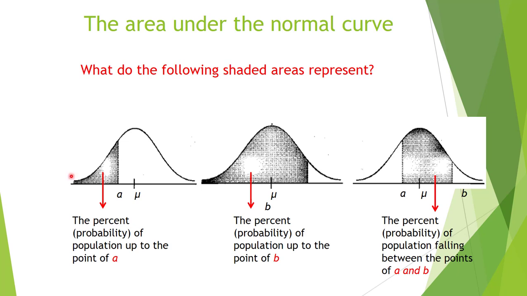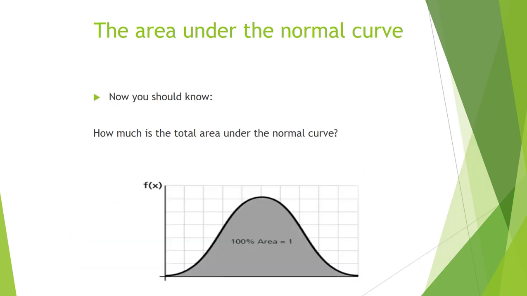So again, this area represents the percentage of scores lower than A, and the percentage of scores lower than B. My B has been removed to here, but my B should be here. And this area represents the percentage of scores between A and B.